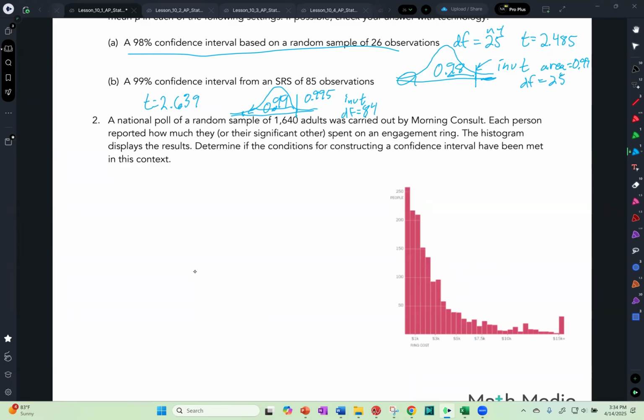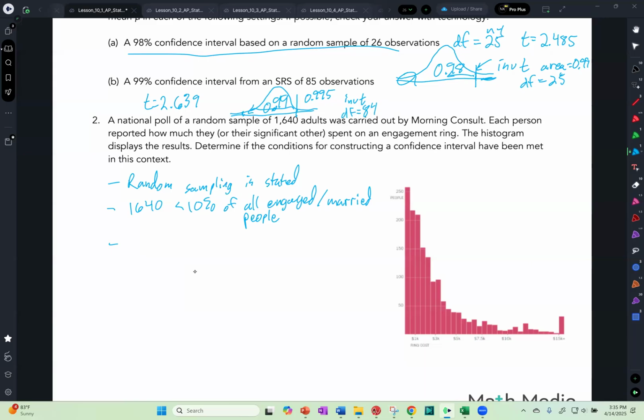So, conditions. Do I have random sampling? Random sampling is stated, so I'm good to go on that one, right? It is safe to say 1,640 is less than 10% of all engaged slash married people. I say that because it's not just the people that are engaged, but engaged or married.